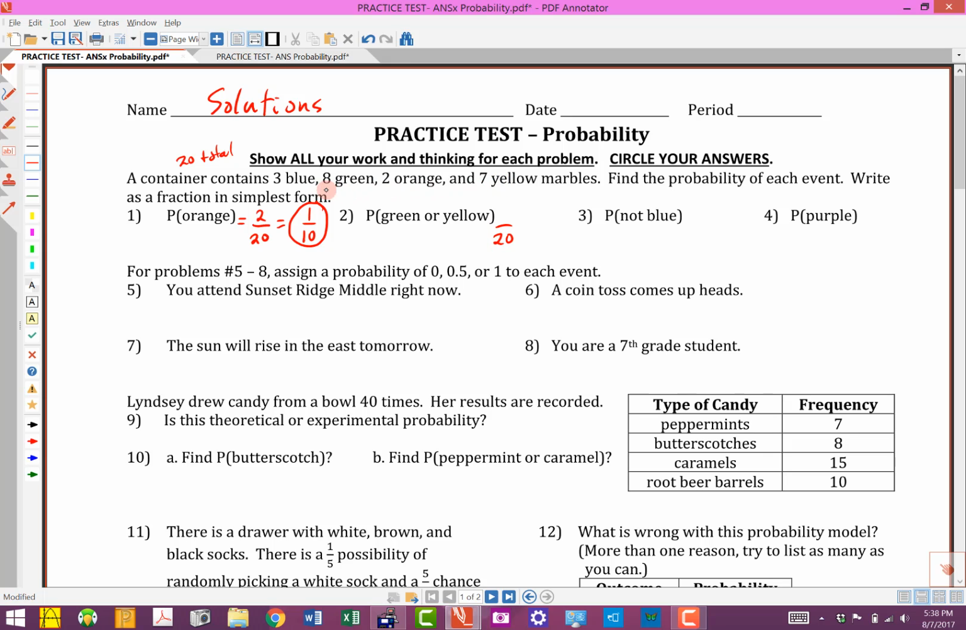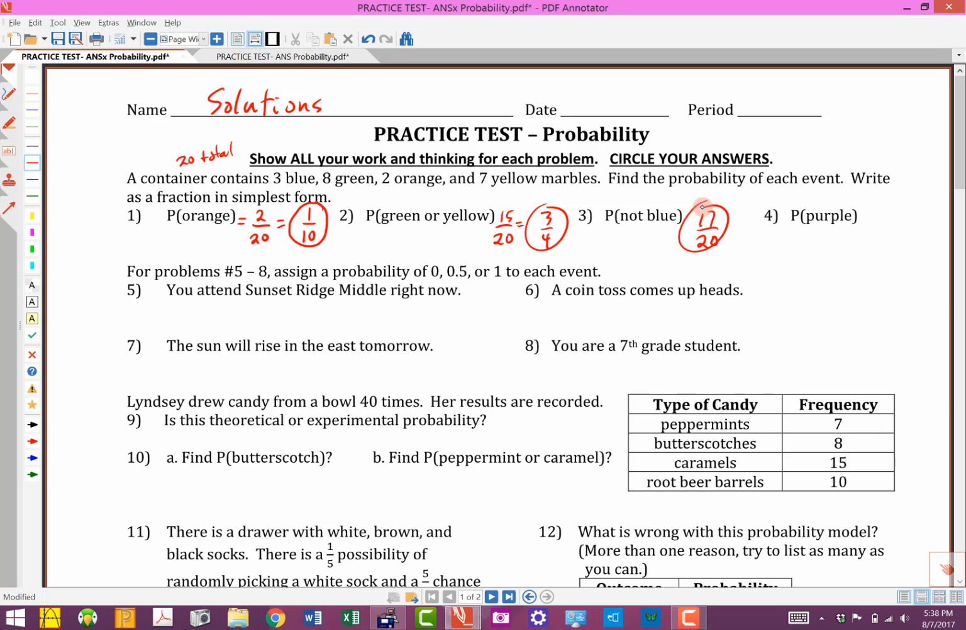Yellow or green, so that means there are 8 of these and 7 of those, so that means there are 15 altogether. So we're going to reduce that to 3/4. So there's a 3/4 probability that we end up drawing a yellow one or a green one. Not blue, so anything but blue is okay. So you'll notice that there are 3 blue. If there are 20 altogether, that means there've got to be 17 that are the other ones. If you want to add those up, we do get 17. So this is going to be 17/20.